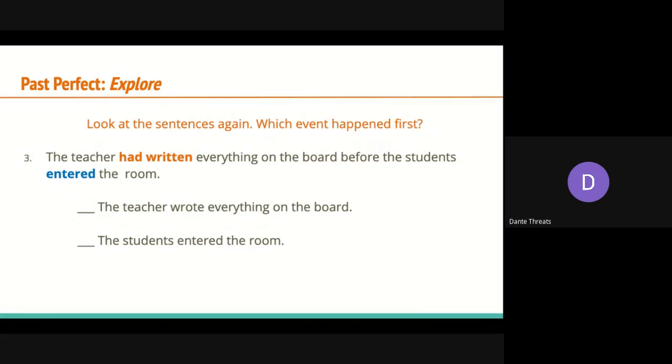I want you to look at these sentences and look at this sentence and decide for yourself what event comes first. Okay, I'll give you just a few minutes to look at this and decide for yourself.